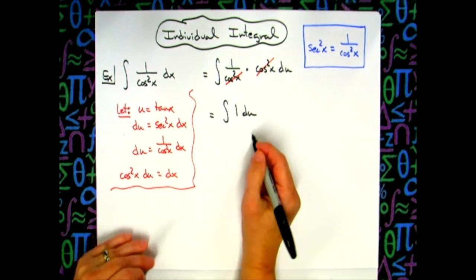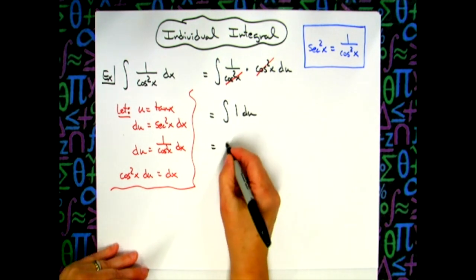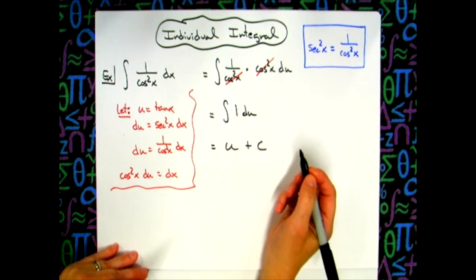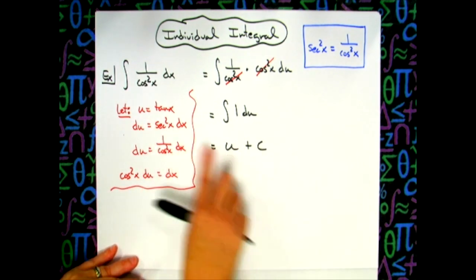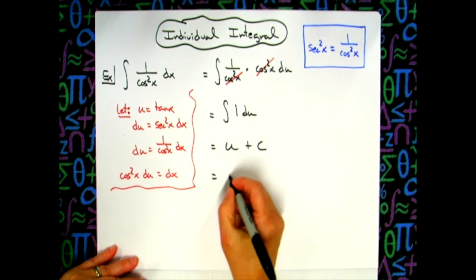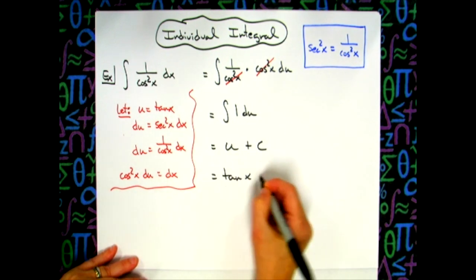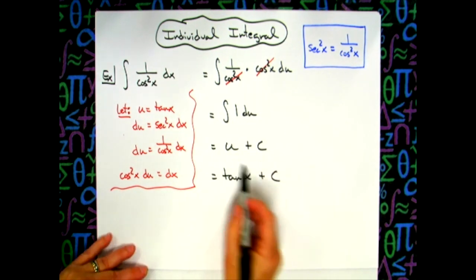Integrating 1 with respect to that du is just going to give us u, and we can go ahead and add that plus c because we've integrated. Last step would be to take the u and replace it with tangent x. So then we'll have tangent x plus c.